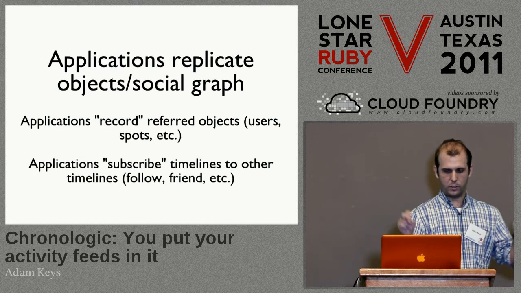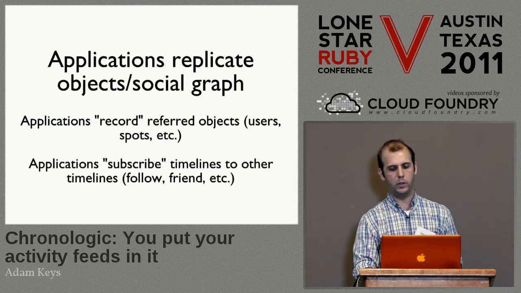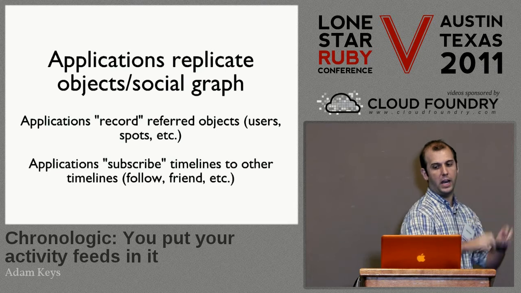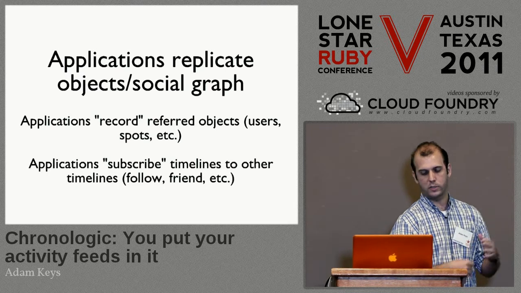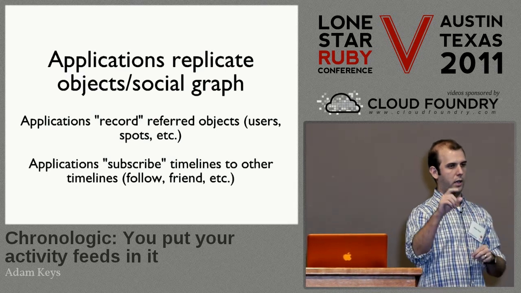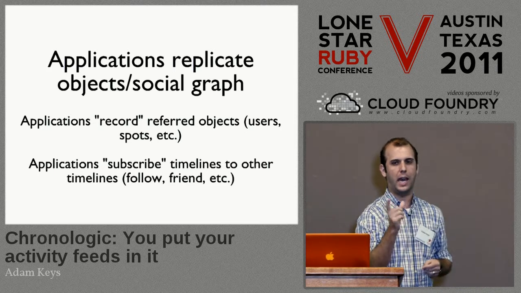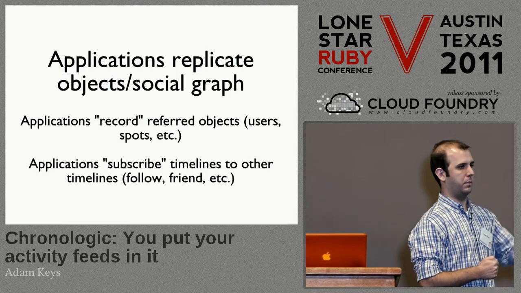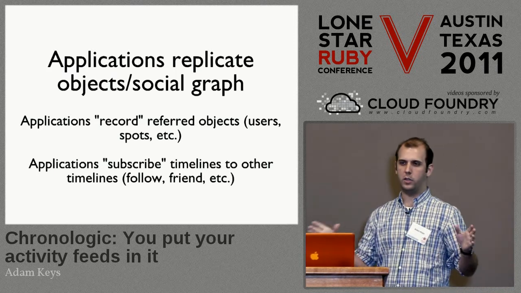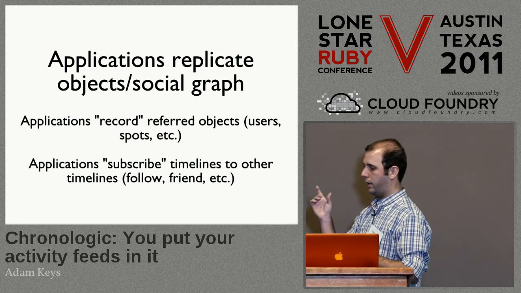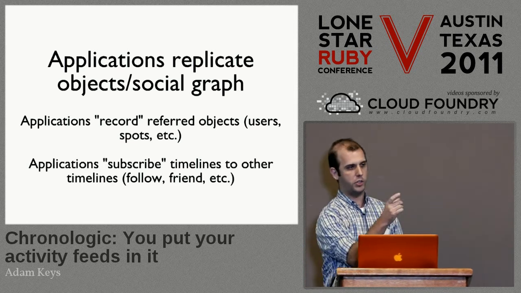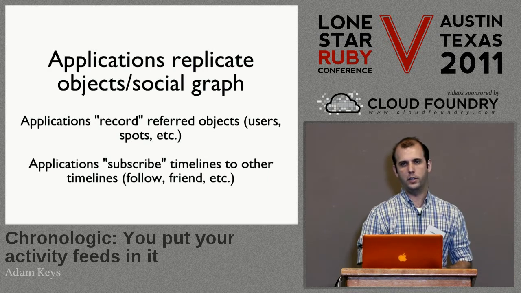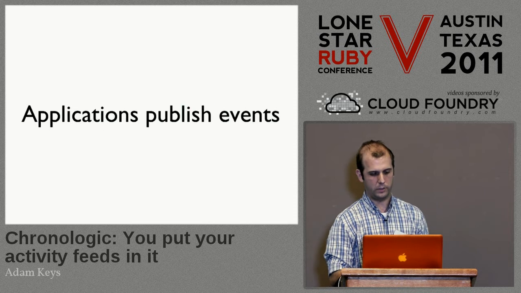So record is the verb that's used in the Chronologic API, and then subscribe is the verb applications use to subscribe to other timelines. So you say when an event gets written to Adam's check-in timeline, it should also appear in Bob's timeline. And you can also say that if there's a check-in to Torchy's, then it should appear in the global taco truck feed on Gowalla. You could do that as well.